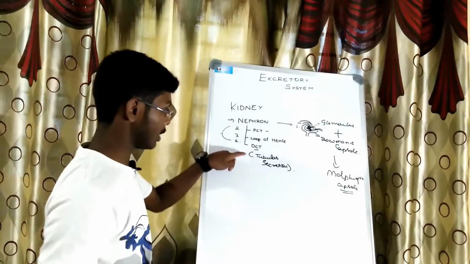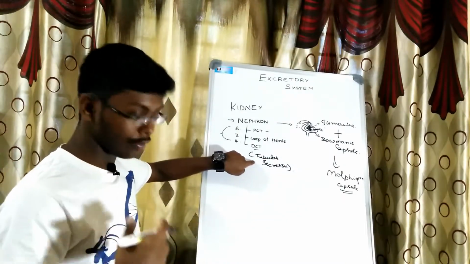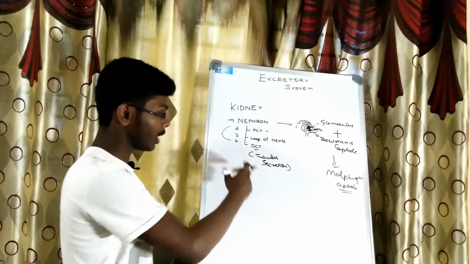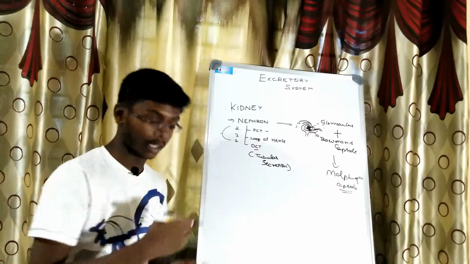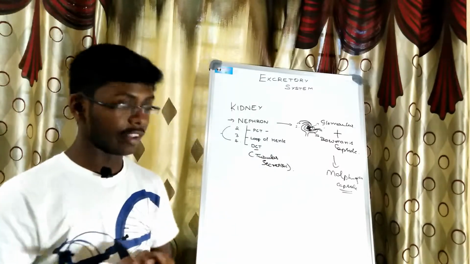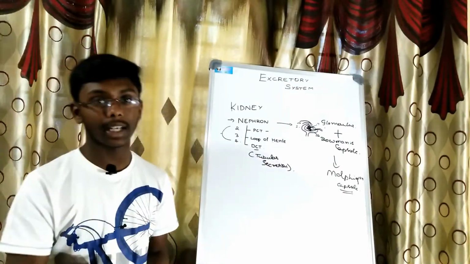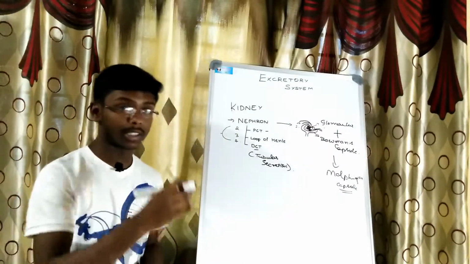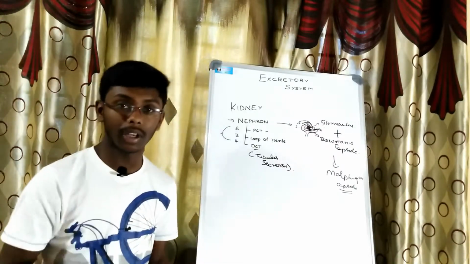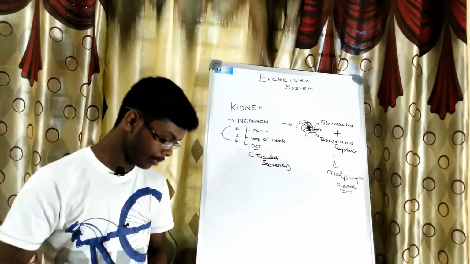This is the last stage in urine formation, and after tubular secretion the urine is directly poured into the collecting duct in the nephron, and everything is collected in the pelvis, and it is passed through the ureter to the urinary bladder, where the urine is temporarily stored.